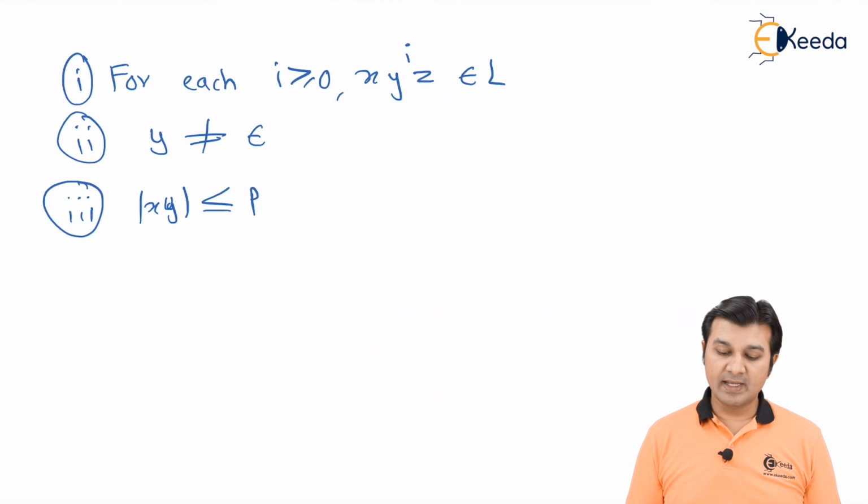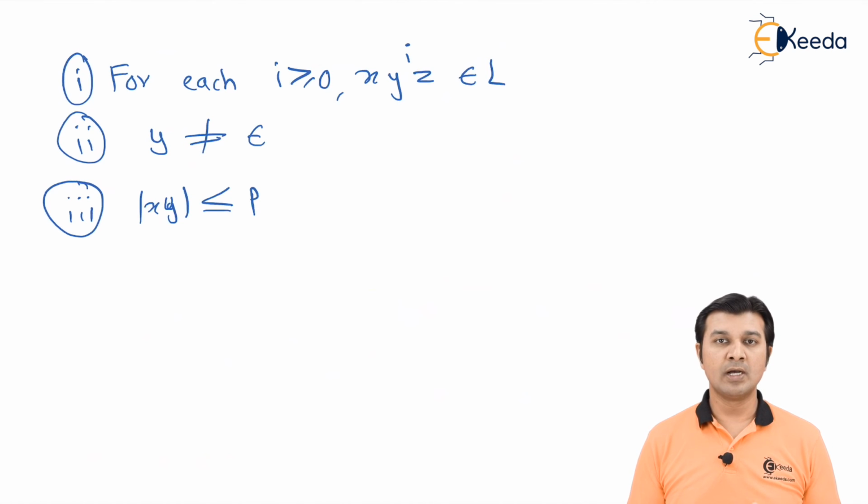For each i greater than or equal to 0, X Y raised to i Z belongs to the language. Second, Y cannot be equal to epsilon, so the pumping part has to consist of some input. It cannot be equal to the empty string. Lastly, mod of XY has to be less than or equal to the pumping length. So friends, that's how we define pumping lemma.